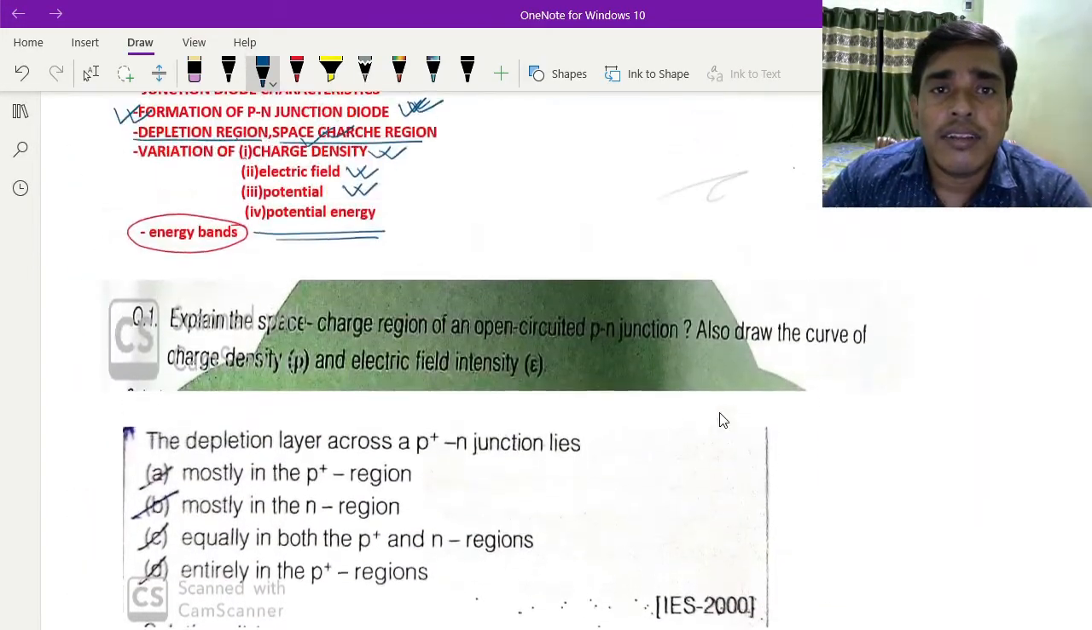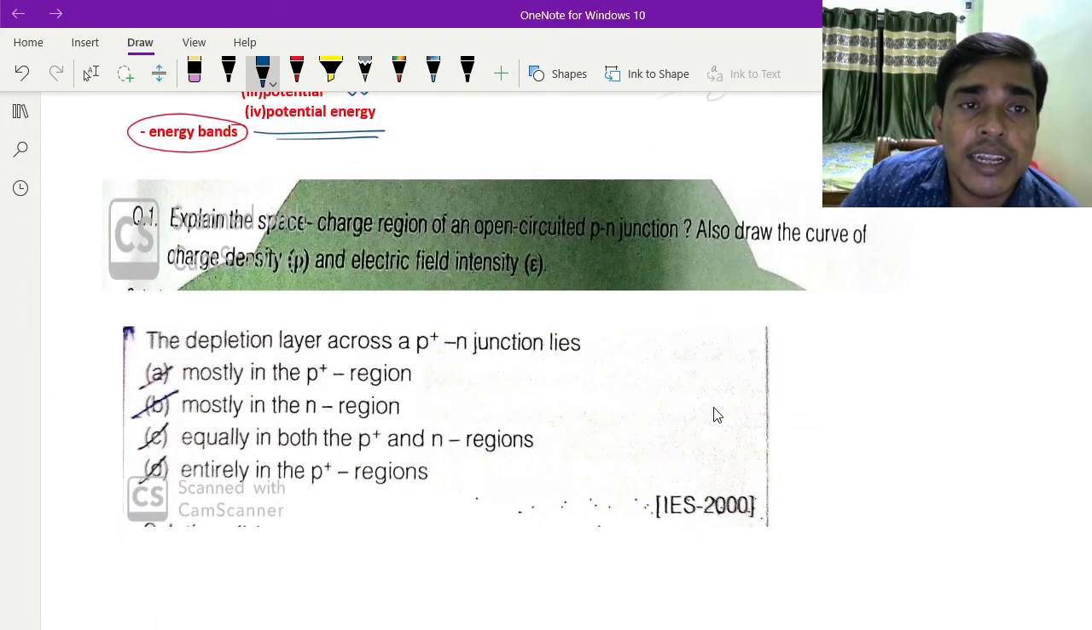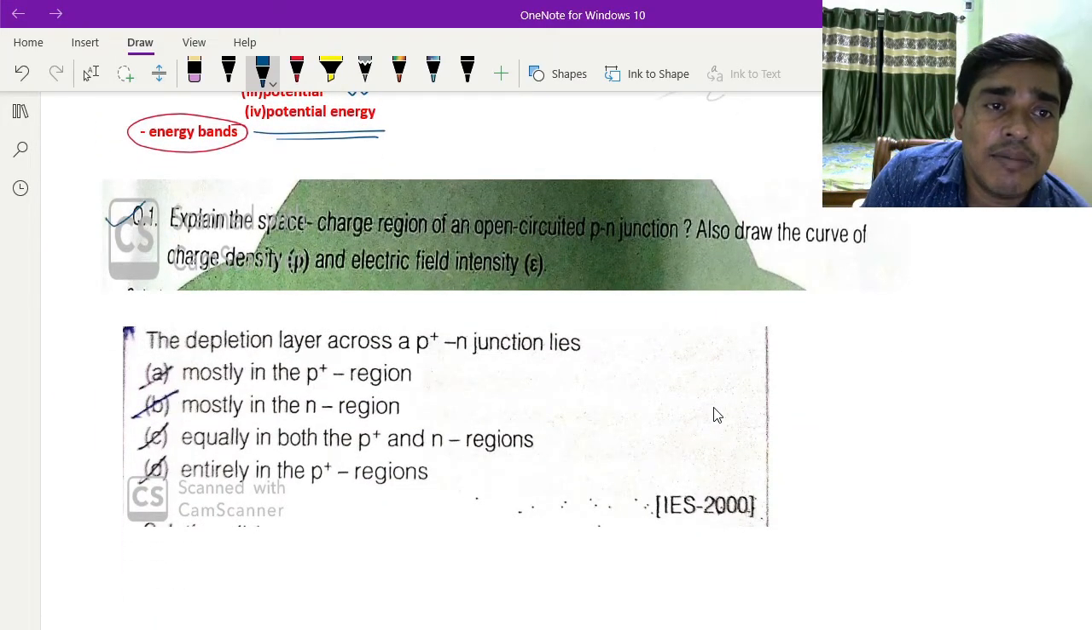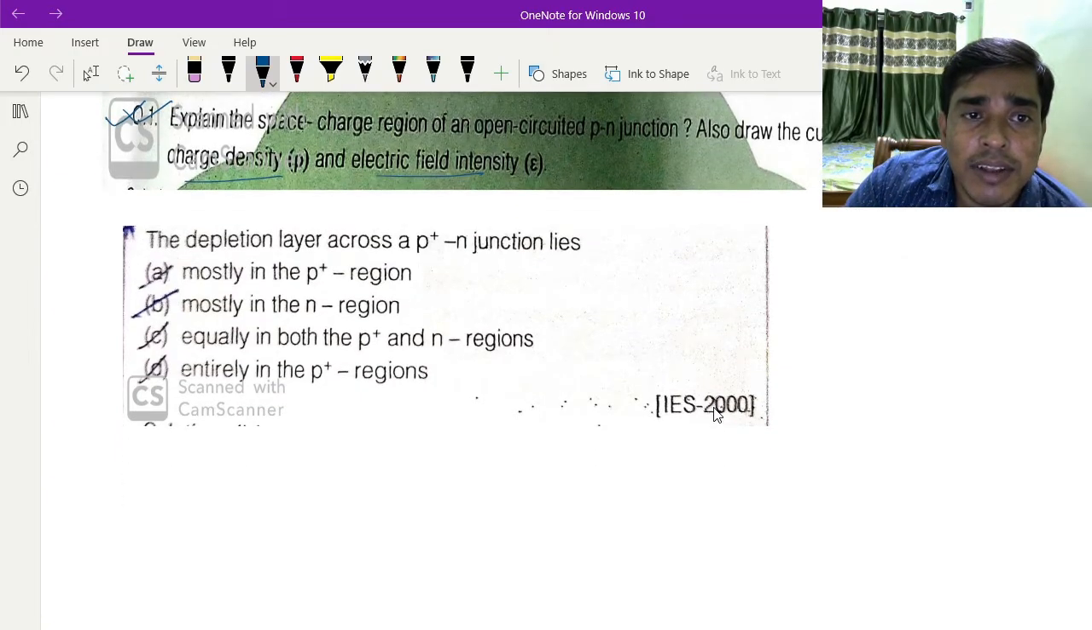Now I will discuss the problems related to this topic. Here you see this problem I have done. They ask to explain the space charge region in an open circuit PN junction, and also draw a curve of charge density and electric field intensity. Okay. The next problem is the depletion layer of a P plus N junction.